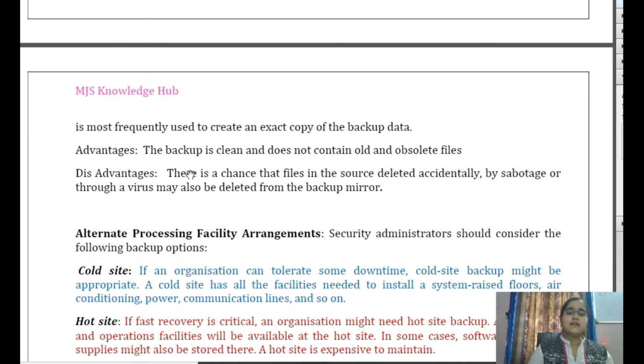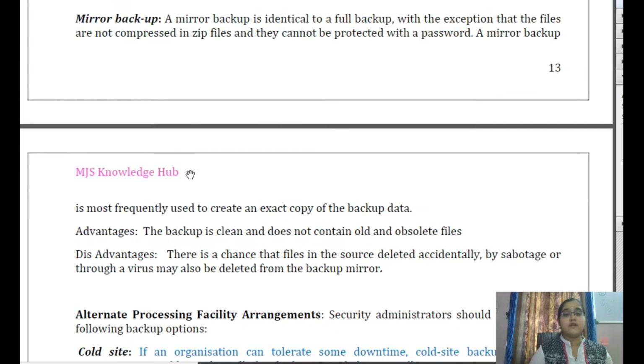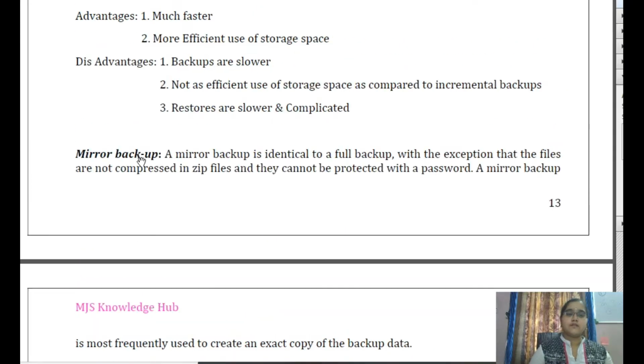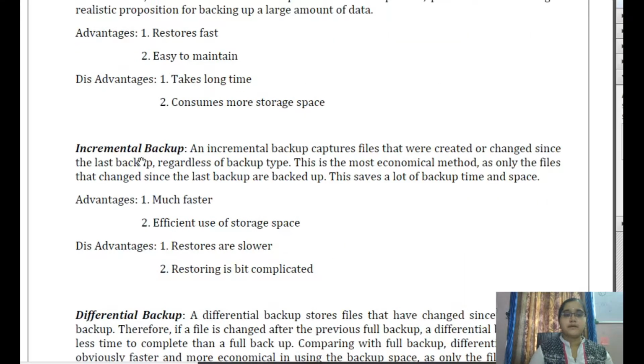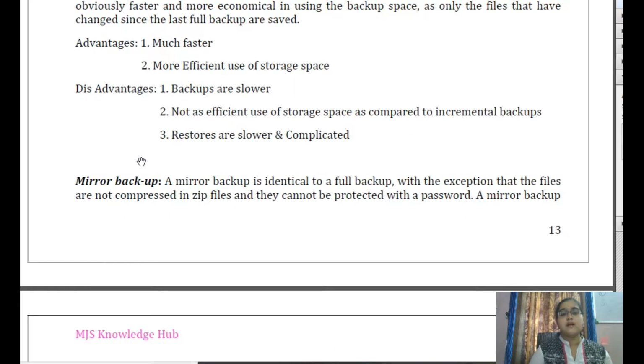But the disadvantage is that if any damage through accident or sabotage has happened to the real data, in the actual database, then the data present in the mirror backup also gets automatically deleted. So we need to be very careful while opting for this type of backup. Therefore these are the 4 backups: full backup, incremental backup, differential backup and mirror backup.